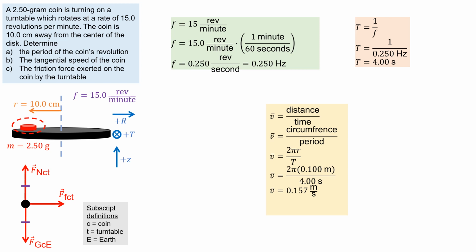Since we're moving in uniform circular motion here, the average speed and the instantaneous speed have the same value. So we can get rid of the bar above the v, and just say that our instantaneous speed is 0.157 meters per second. So there we go, part A and part B. We have found the period, we have found the speed.